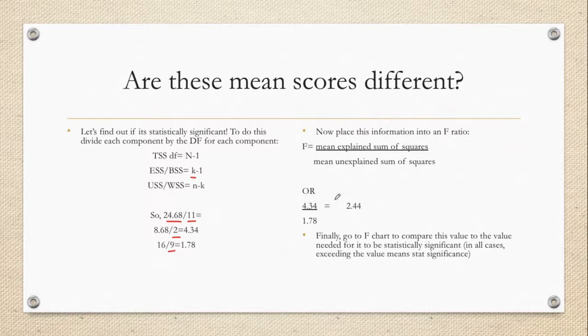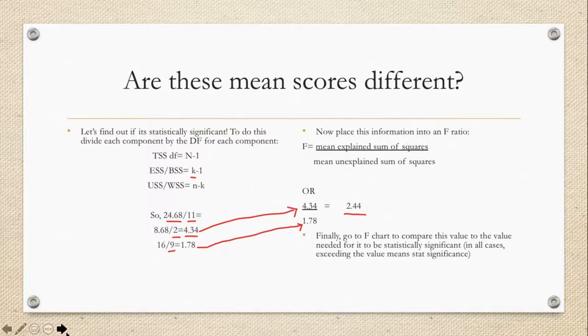Once you get that, you take that information and put it into what's known as the F ratio, which is the mean explained sum of squares over the mean unexplained sum of squares. So the mean explained sum of squares, in this case, you see this right here, so the explained sum of squares, when you've done that, that is your numerator, and the mean unexplained sum of squares goes right there. That's your denominator, okay, which gives you the number 2.44.